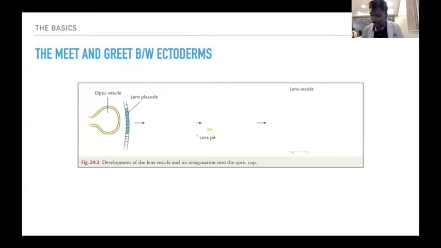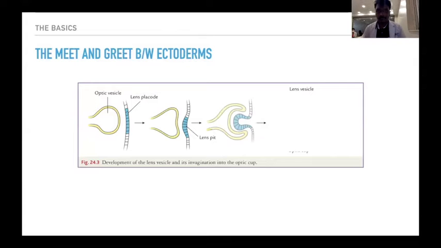As you can see, this is the optic vesicle, which is coming from the neuroectodermal derivative, and this is the surface ectoderm, which is lying near this. As it keeps progressing forward, once the neuroectoderm and surface ectoderm come in contact with each other, a significant event happens. The surface ectoderm, which is lying over here, gets slightly thickened, and a lot of changes happen, which form the lens placode and the lens pit.